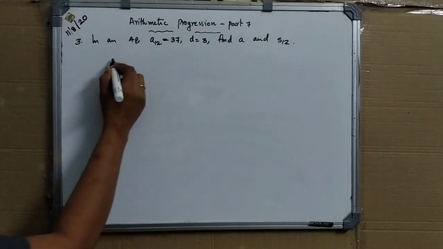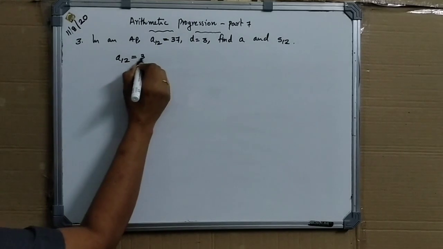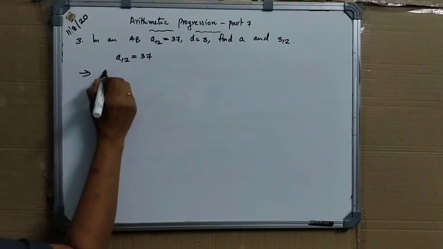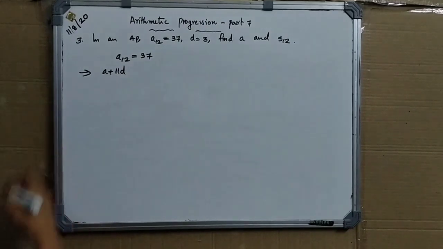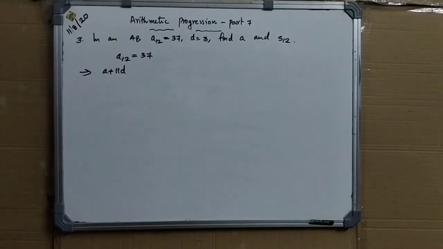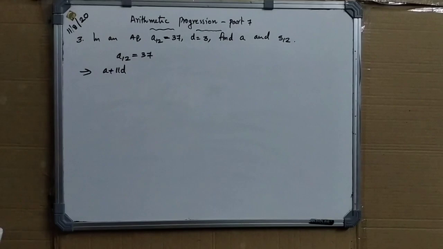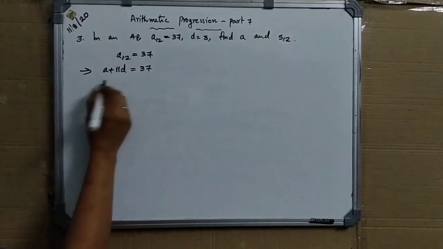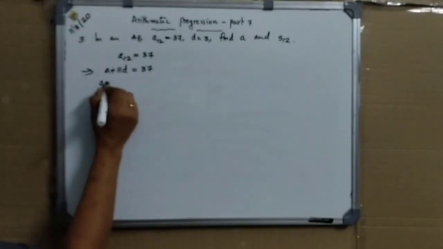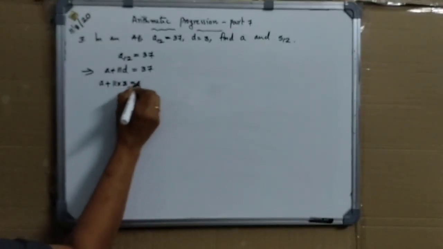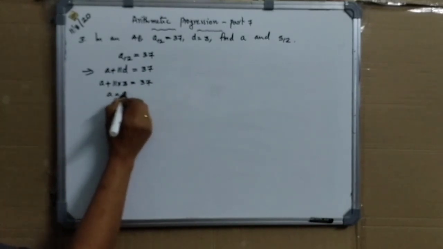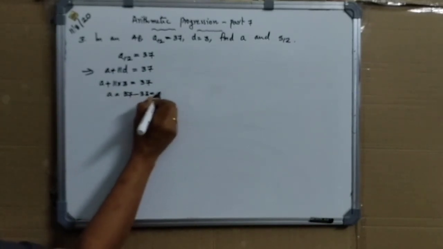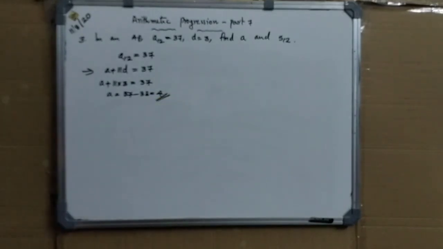What is A12? A12 equal to 37. That means a plus 11d. A12, using an equal to a plus (n minus 1) into d, so a plus (12 minus 1), 11d, is equal to 37. It's given here d. So a plus 11 into d equal to 37. So a is 37 minus 33, that is equal to 4. a equal to 4.